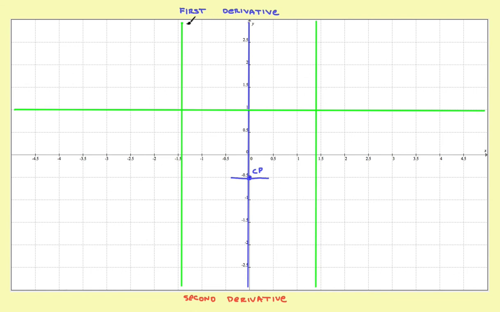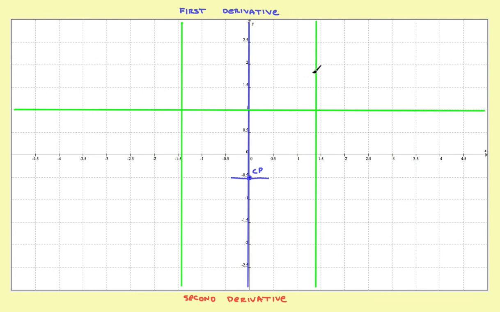Now, when you work with this, strictly speaking, an asymptote is not a critical point, and it's also not an inflection point, because the critical points and the inflection points actually have to be points on the graph. Because the function's not defined at an asymptote, there's not a point to plot. So strictly speaking, an asymptote is not a critical point or an inflection point.